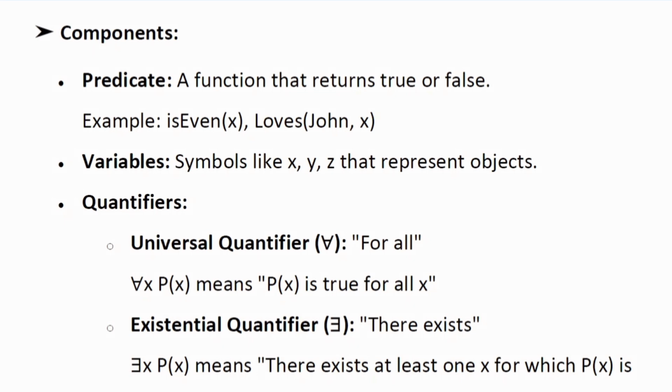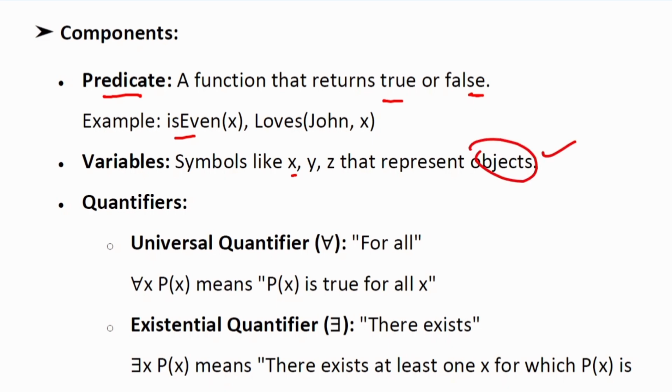Now let's discuss each component one by one. So what is a predicate? A predicate is a function that returns true or false. For example, is even: if it is even, it will return true. Otherwise, it returns false. Then we have variables, symbols like x, y, z that represent objects.